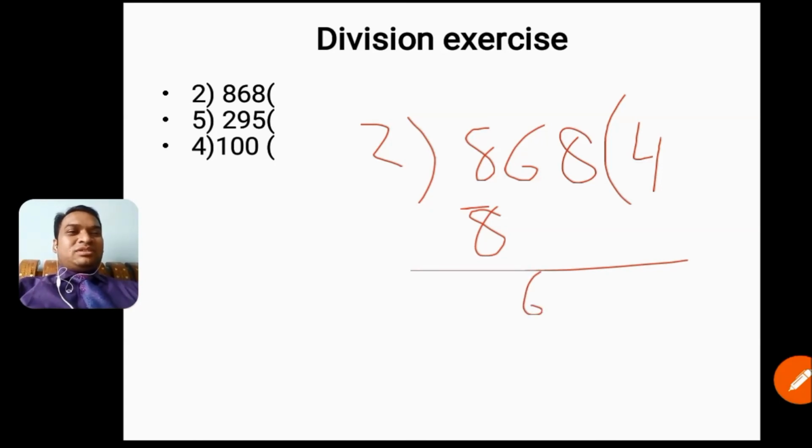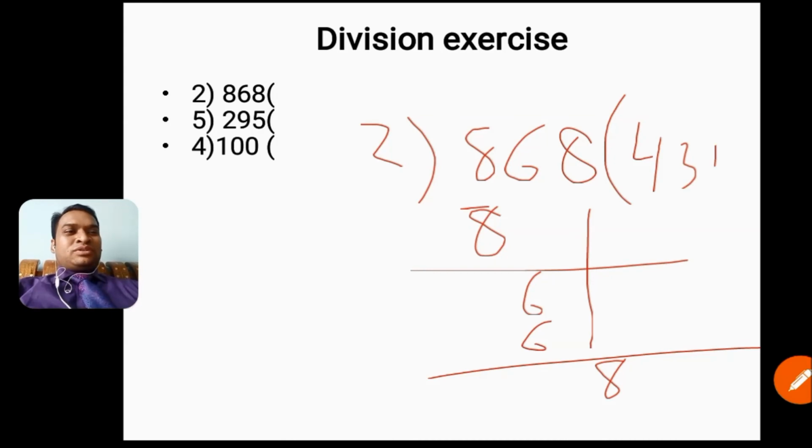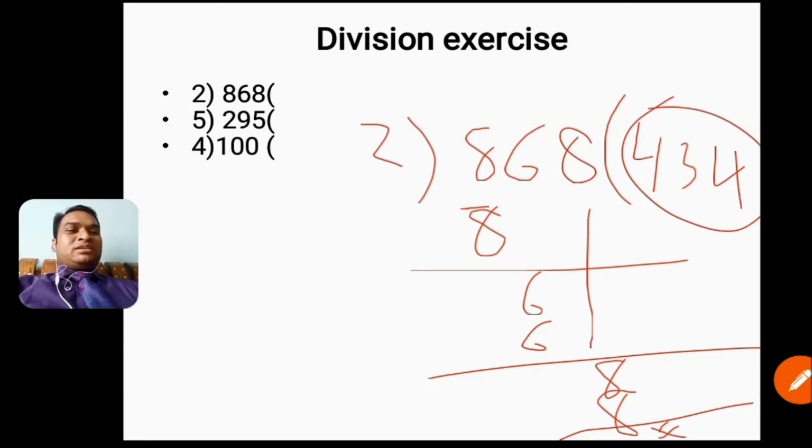Then again count the next one, 2 3s are 6. I told you, this is the simple method. Then come to the next one, put 8 here, try to write under the digit properly. Then again 2 4s are 8. So we close here by putting one cross mark. Okay, so our answer is 434. This is our answer.